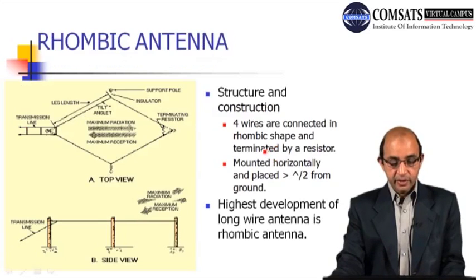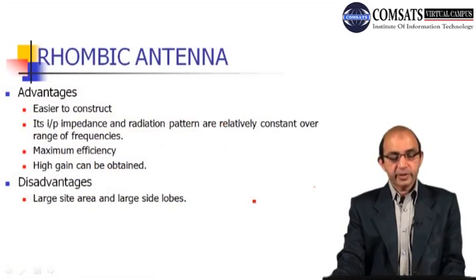So here we have the configuration of the rhombic antenna. 4 wires, they are connected in rhombic shape, you can see, and terminated by the resistor. So at the end we have it mounted horizontally, placed at a distance lambda by 2 from the ground. Okay, so there are certain advantages and disadvantages that this rhombic antenna carries with it.